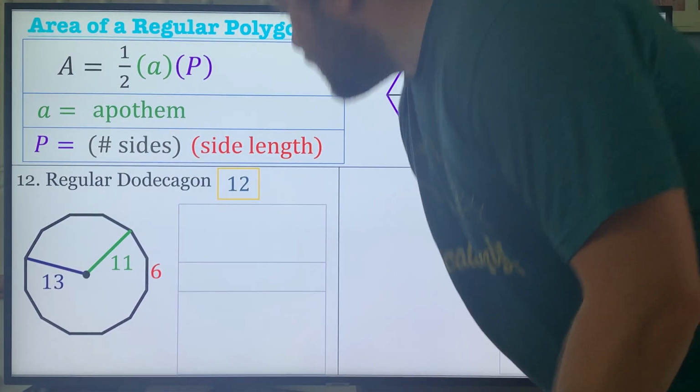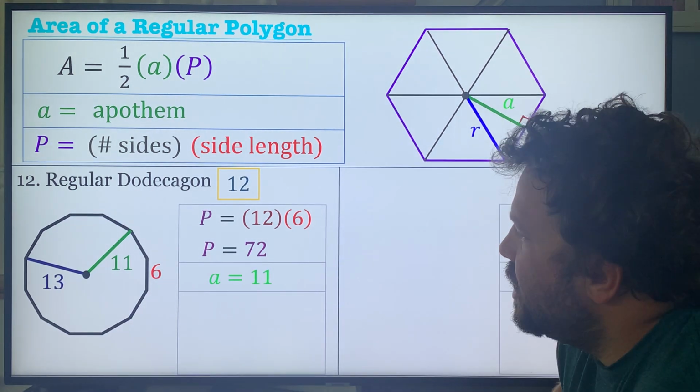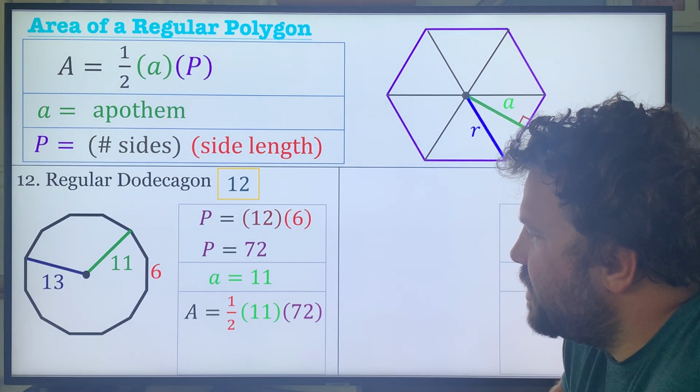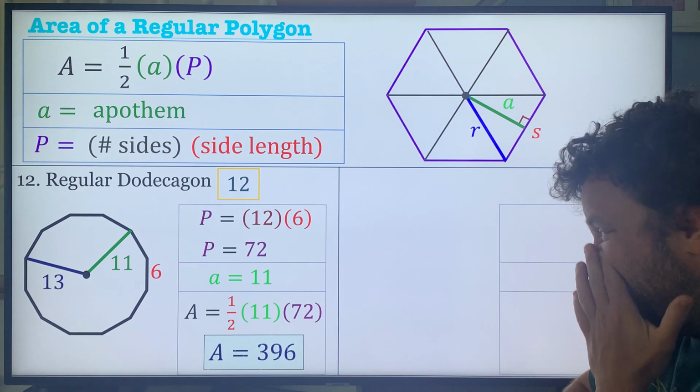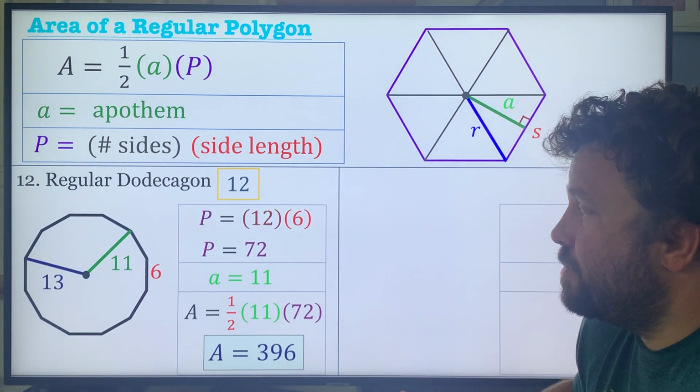So decagon has 12 sides. 12 times 6 is 72. Your apothem is 11, and 1/2 of 11 times 72 is 396. Right?